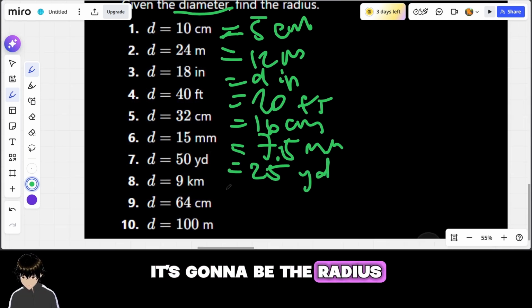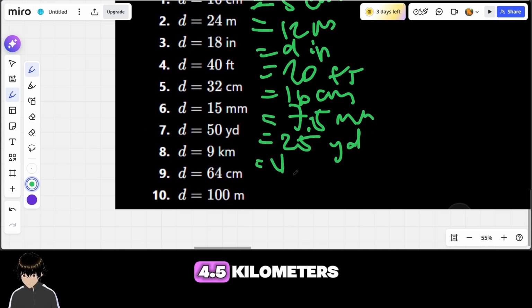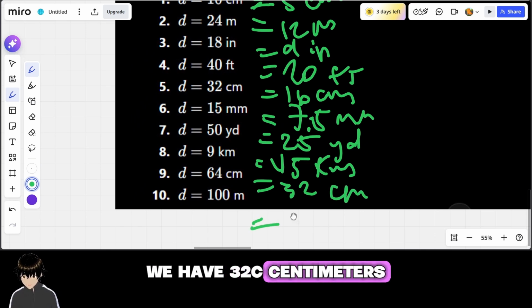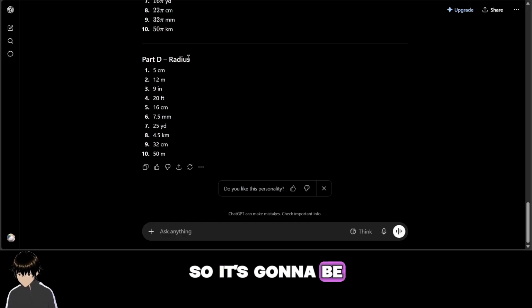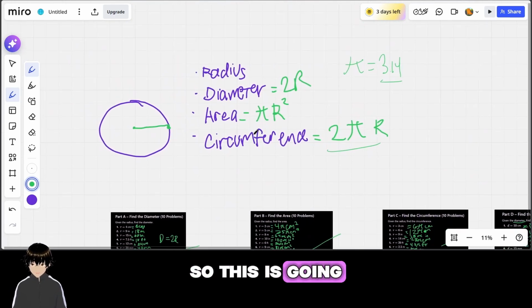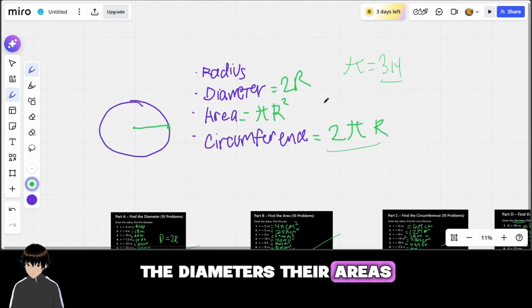It's going to be the radius. So we have 4.5 kilometers. We have 32 centimeters and 15 meters. So it's going to be the radius. So that's just going to be it about circles and the radius, their diameters, their areas, their circumference.